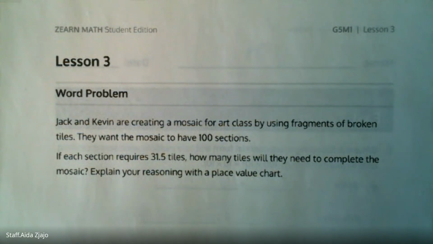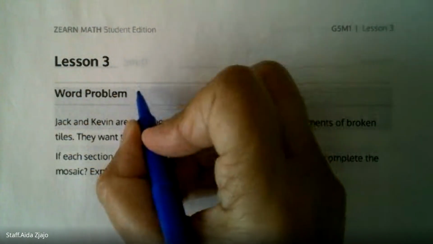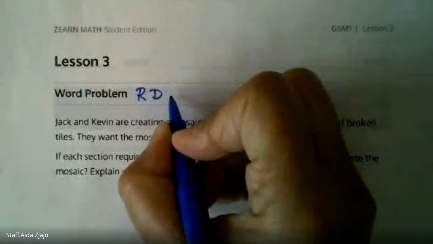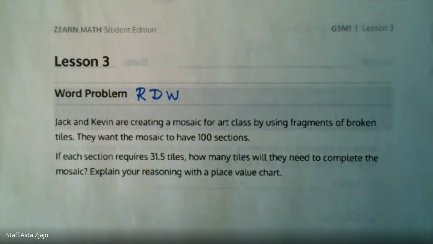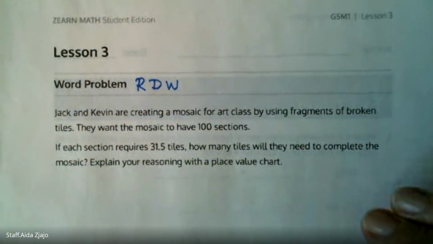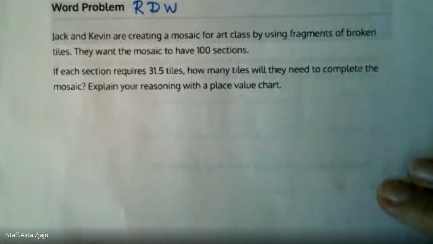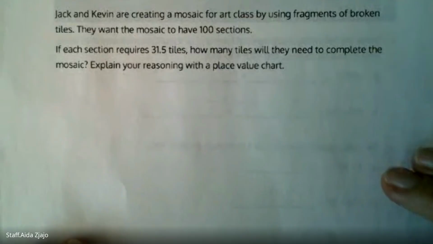Hello, guys. It's Mrs. Z. It's a lesson 3 word problem. We're going to use the read, draw, and write strategy. It's lesson 3 in mission 1. Let's see what they ask us to do.